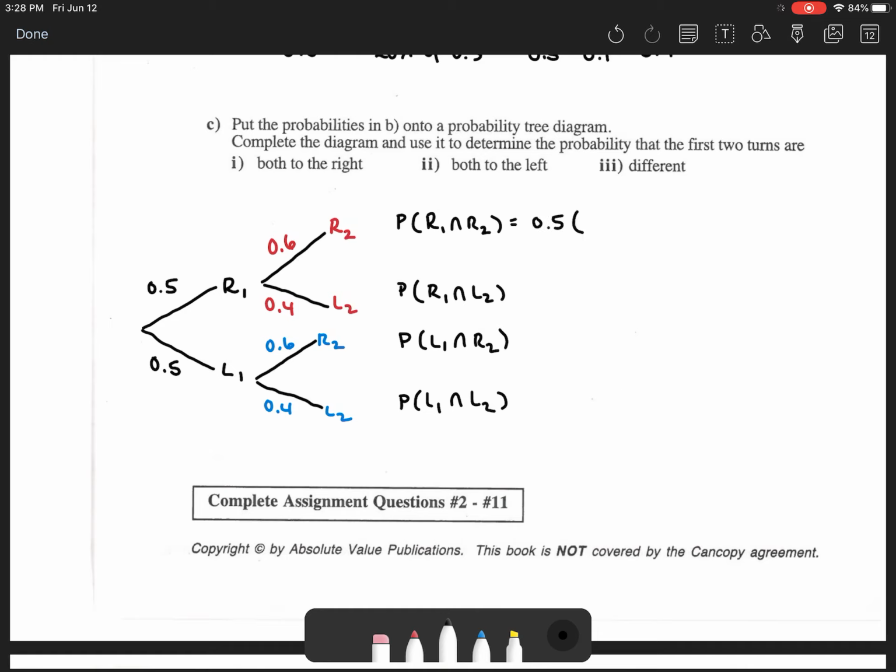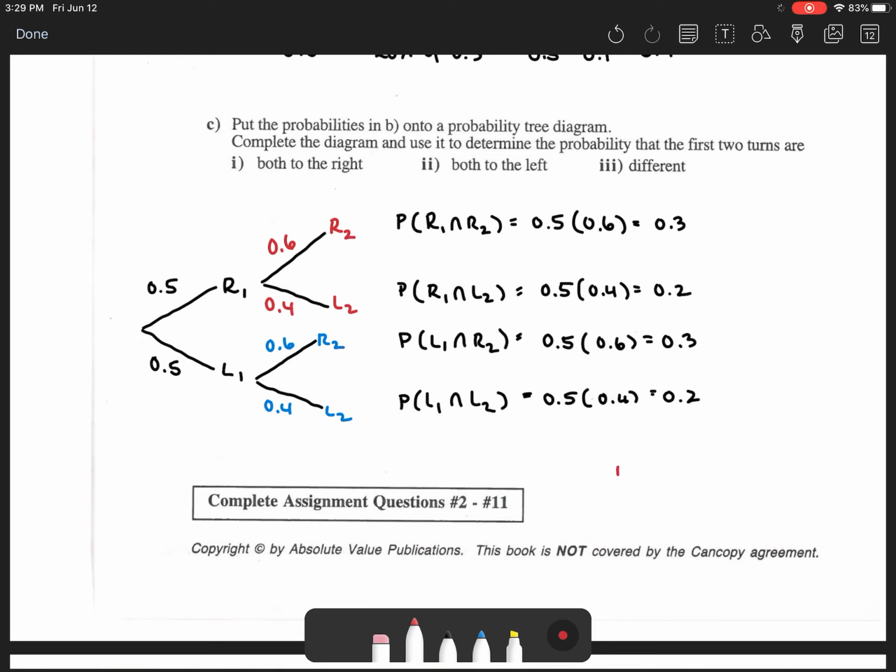Multiply the probabilities at each step. So this is 0.5 times 0.6, okay, so that's 0.3. This pathway would be 0.5 times 0.4, that'll be 0.2. Then 0.5 times 0.6, so again, that will also be 0.3. And lastly, I will have 0.5 times 0.4, again 0.2. So now I can go and answer my questions.